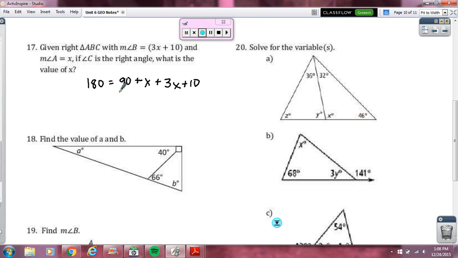Another way you might have set this up is like, oh, the right angle's already taking up 90, so the other two angles will add to 90. Either way is totally cool. And then it's just some algebra. Subtract 10 from both sides, combine like terms, and then divide. So x equals 20.